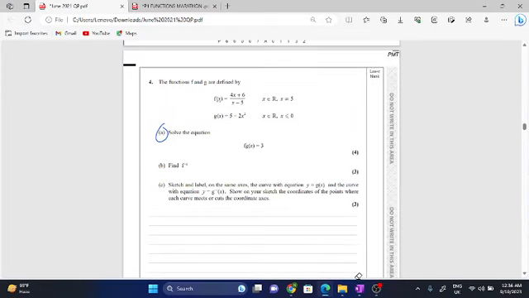Okay, next question is question number 4, C part, in which we have given two functions f and g, and we have to sketch the curve for y equals g of x, and also we have to sketch the equation for y equals g inverse of x.